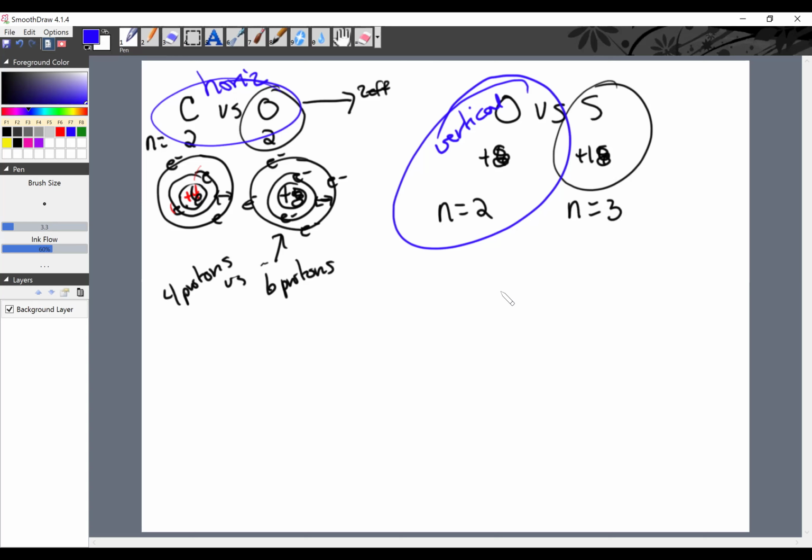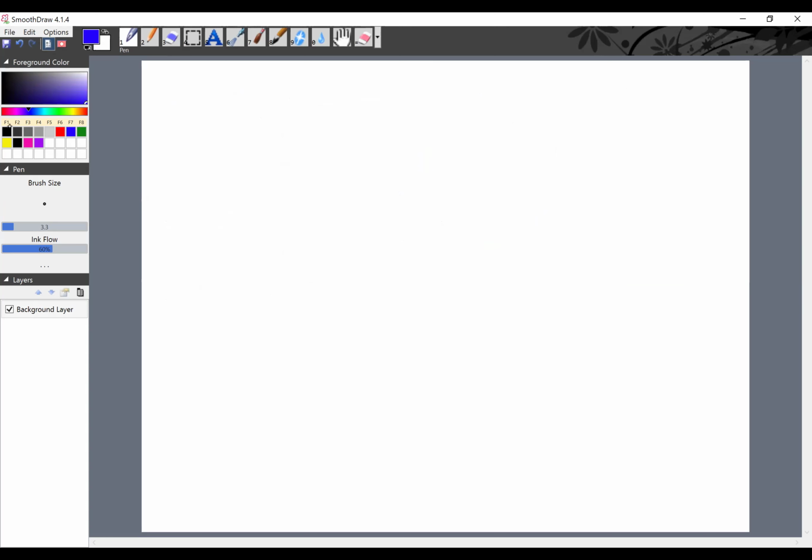Which, our little trick works. We are going to increase as you go to the right and as you go to the top for Z effective, but we need to understand why. Right. Figure this out. Let's talk about size, or radius, if you will.